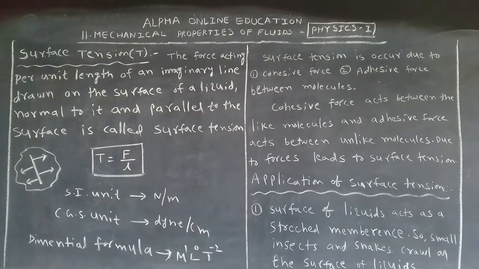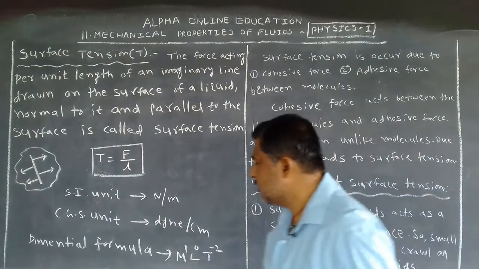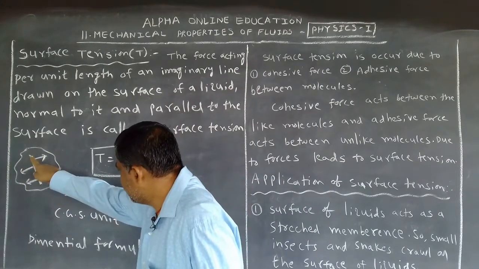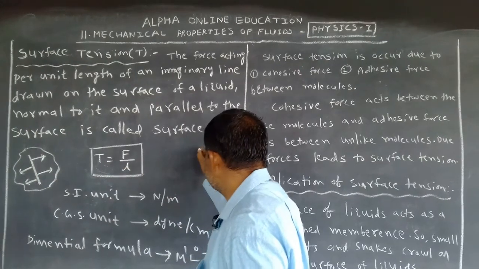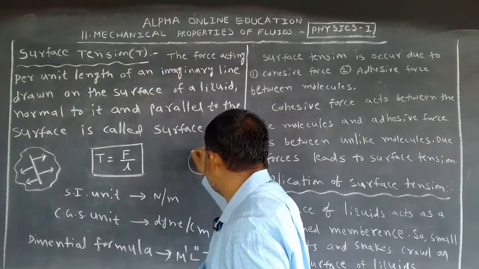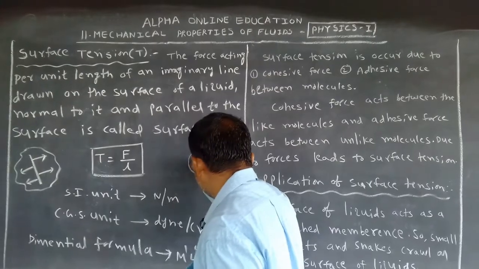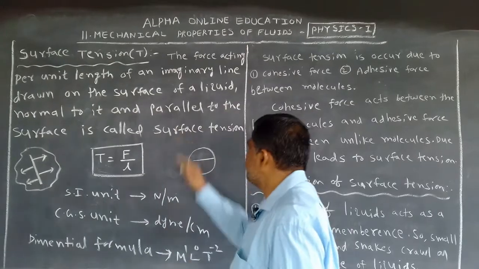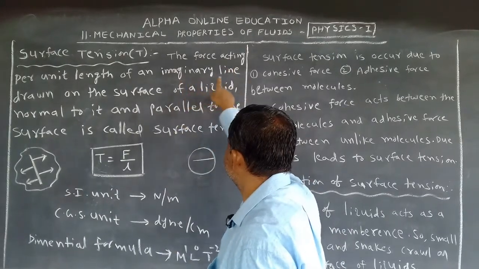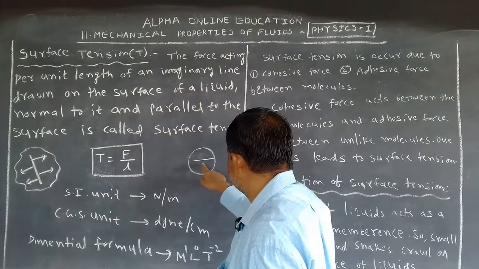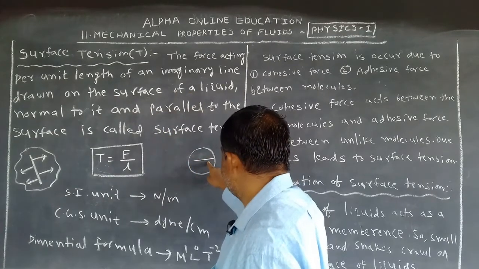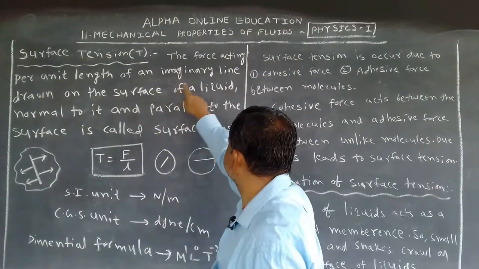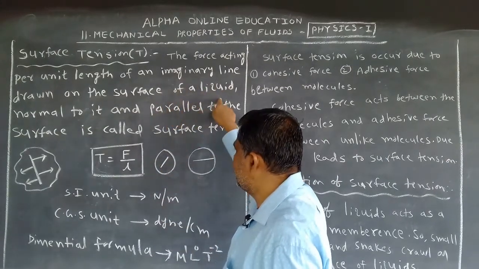Now, let us take the liquid or water in one container like this one. You take one imaginary line like this. Otherwise, you take water in a glass like this also. You take one imaginary line. It is also an imaginary line drawn on the surface of water. This is one imaginary line. It is also another imaginary line drawn on the surface of the liquid.